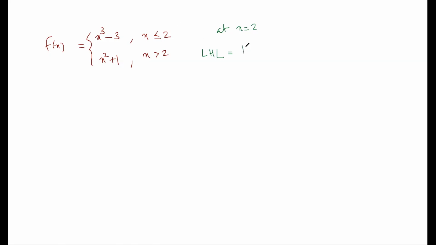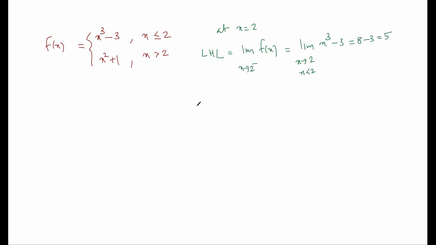So, the limit of that function as x approaches 2 from the left side. When you are approaching 2 from the left side, your number is less than 2. So when x is less than 2, the function is x cube minus 3. So directly, I can apply the limit: 2 cube is 8, 8 minus 3, which is equal to 5.